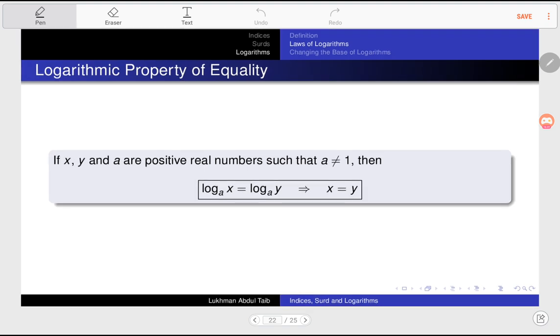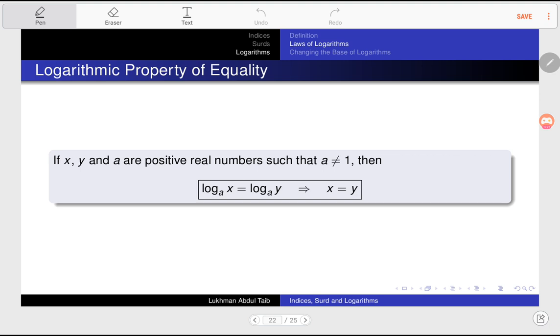Next, we go into the logarithmic property of equality, because when we discussed indices, we discussed the index property of equality. So obviously, logarithms also have the same kind of property. If x, y, and a are positive real numbers such that a must not equal 1, then if log x to the base of a equals log y to the base of a, it implies that x equals y. This one is also related to the index property of equality.